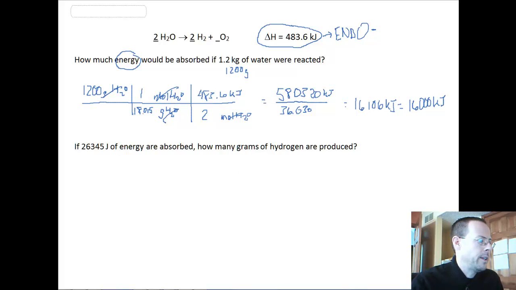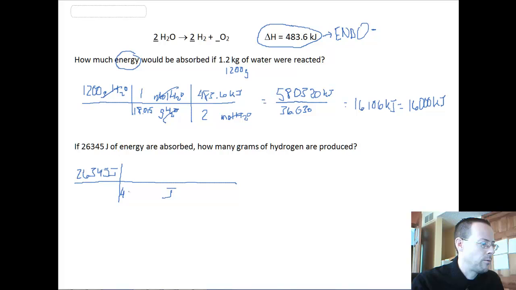Alright? The next thing we're going to do is, if 26,345 joules of energy are absorbed, how many grams of hydrogen are produced? So this time we're starting with the energy instead of with a mass. So again, start with what we know, 26,345 joules. And let's see, we're going to go from there to the bottom. So we want joules on the bottom. But notice we know kilojoules. So we need to change those kilojoules into joules.